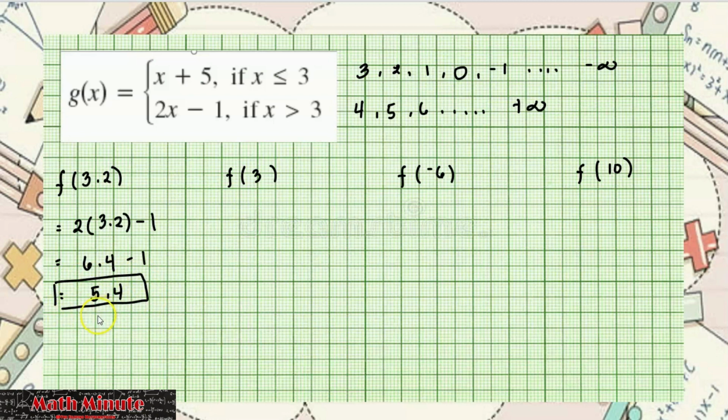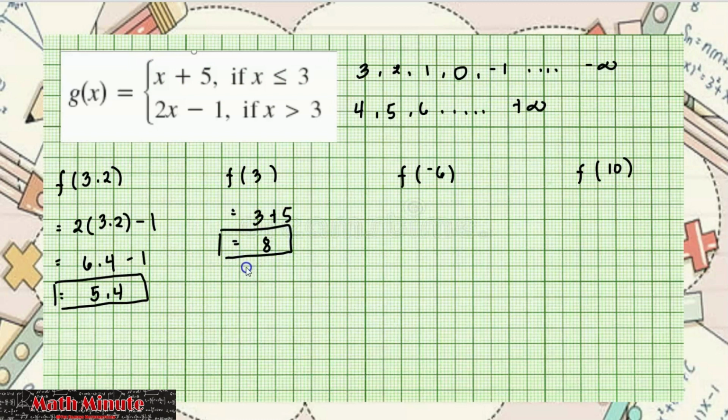Let's now proceed to f of 3. F of 3, since this is exactly 3, meaning we will use the first function rule, because the condition here is if x is less than or equal to 3. So meaning to say we will use this one. So this will be equal to 3 plus 5, and that will be equal to positive 8. So meaning f of 3 is equal to positive 8.